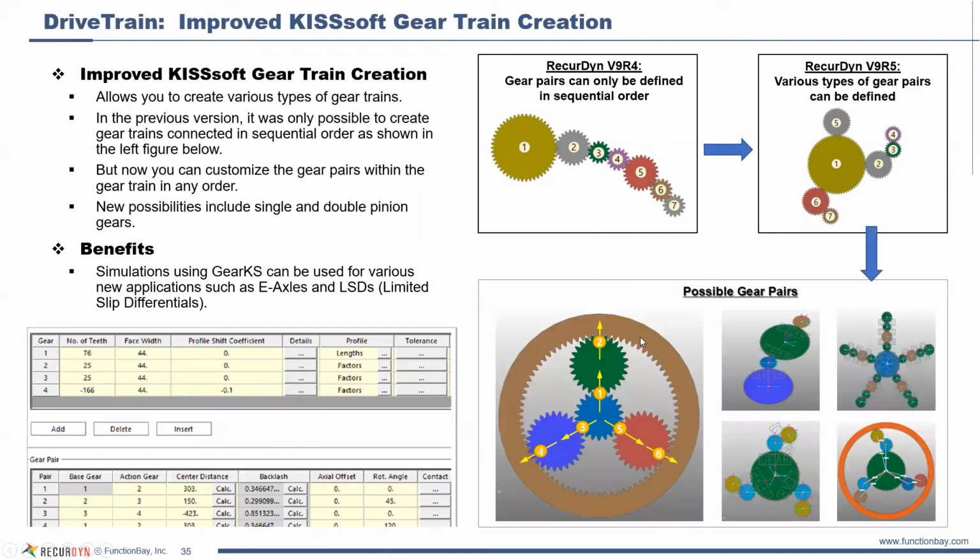These are just some of the examples showing what can be modeled now. We can now model single and double pinion gears, as well as some of these other examples. And so this is now useful for certain types of applications such as E-axles and limited slip differentials.